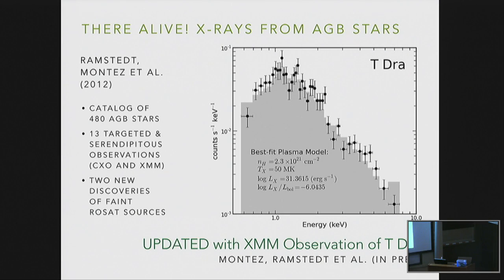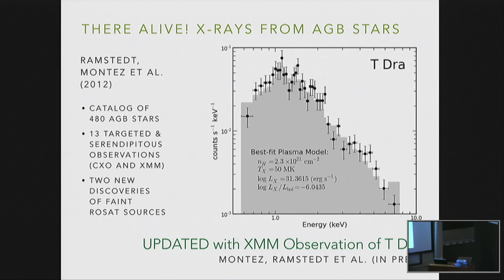We got a new observation with XMM of T Draconis based on this ROSAT detection, and it definitely is at the location of T Draconis, so I can tell you that it is definitely coming from the star or immediately in its vicinity. And this is the spectrum. The thing you'll note is that it's pretty high energy. And the temperature that we fit, if we fit a thermal plasma to this, is about 50 megakelvin, which is outrageous to think about how that can be coming from this very tenuous AGB star.